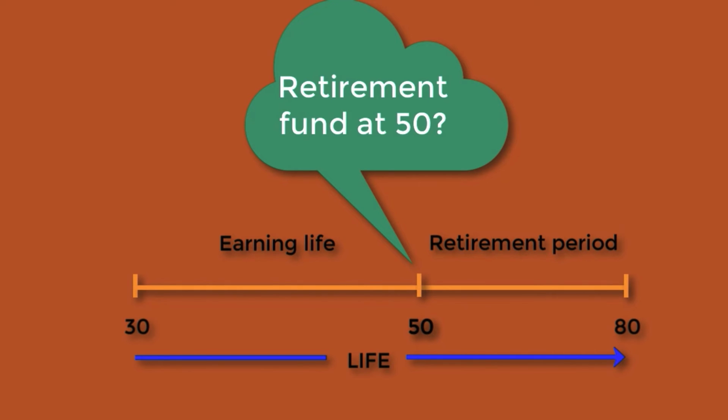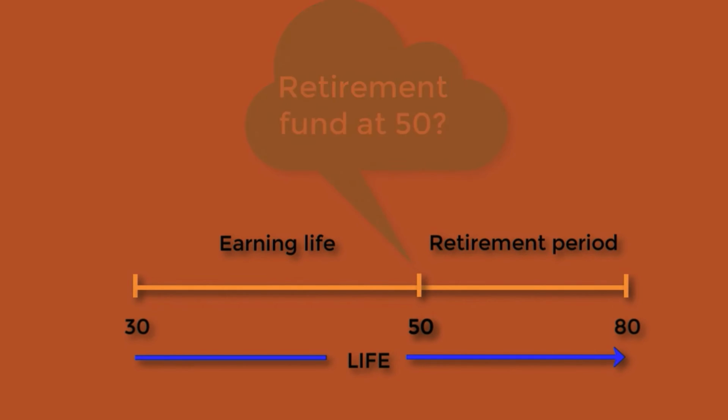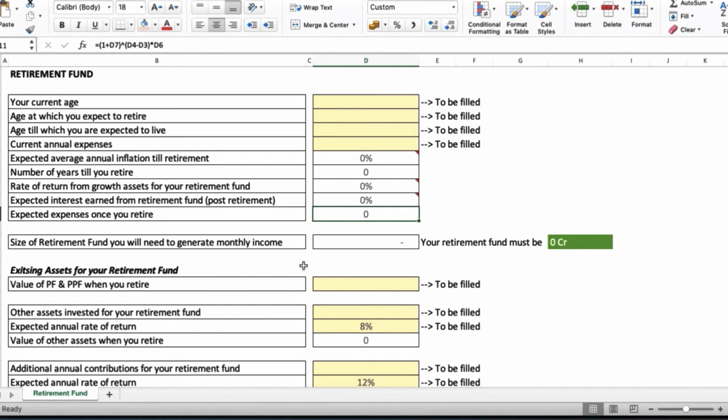If you open up the Excel with the name retirement planning, this calculation can be done by filling in these few numbers, and automatically you will get what should be the retirement fund. For example, your current age is 30, you expect to retire at 50, your expected life is 80 years, your current living expenses are 18 lakhs. So we calculated 5.4 crores in case there is zero inflation and zero growth in your returns.